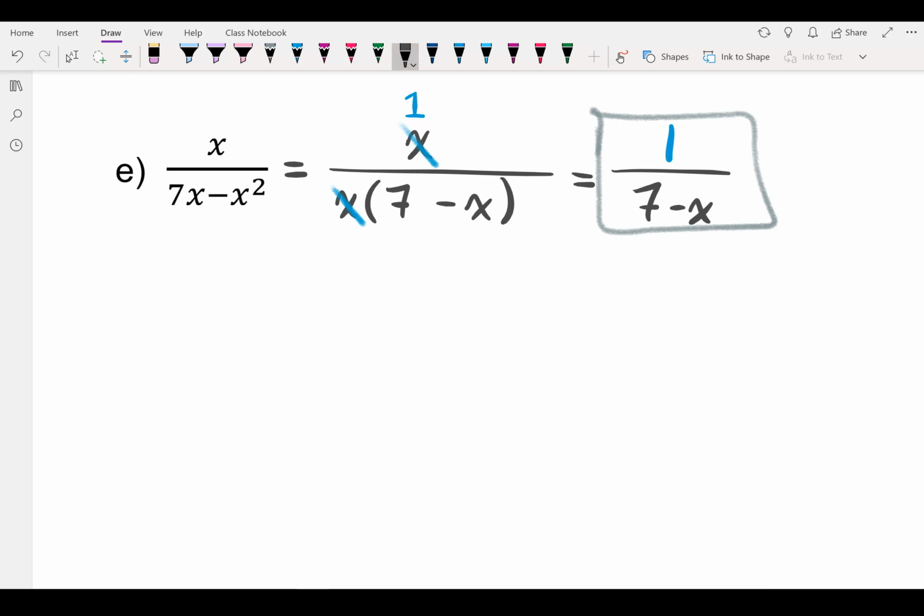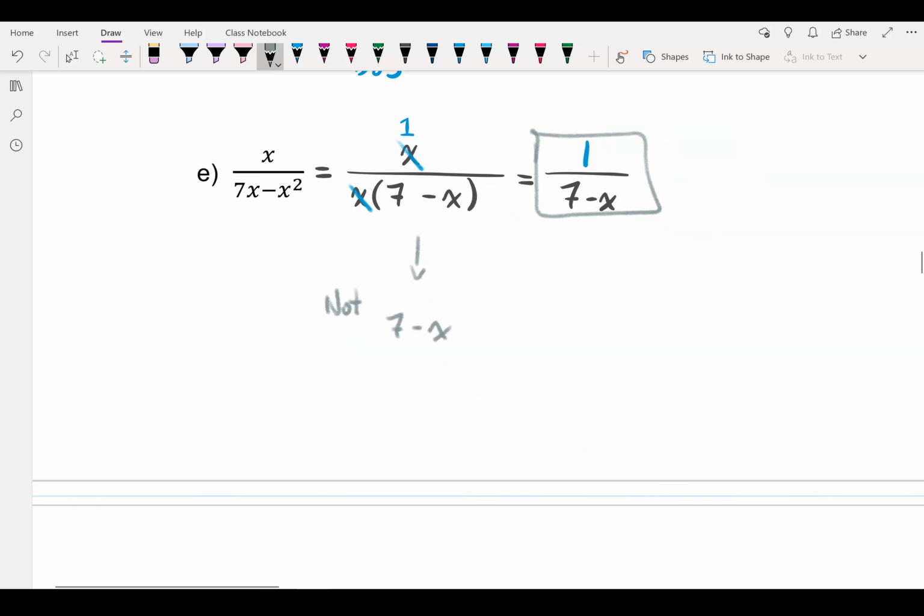Occasionally students will write this. When the x's all cancel, sometimes students write 7 minus x, and it's not that. All right, just something to keep in mind. It's not 7 minus x. They don't just cancel and then it just disappears. So be careful. If you feel like you're going to fall into that trap, please try not to fall into that trap. That's it for this page.